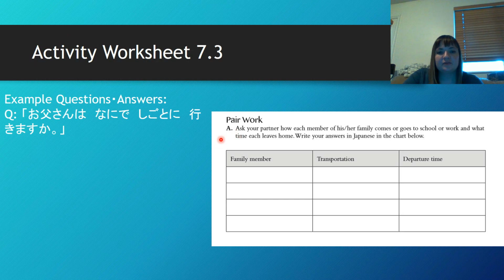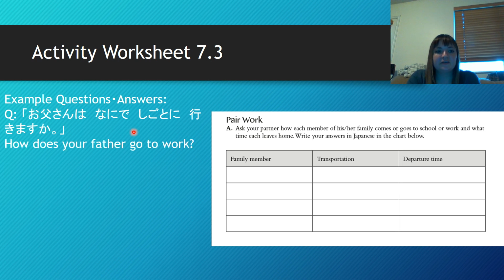If you think about it for a second, first we're asking about their father, and we're asking nani de. Remember, we've been learning what particle in last class? If you said transportation particle de, you were correct. If we say nani de, we're essentially saying by what mode of transportation or what means. And shigoto, if you remember, means work. Our last word is go. So we can simplify it as, how does your father go to work? Otou-san wa nani de shigoto ni ikimasu ka?